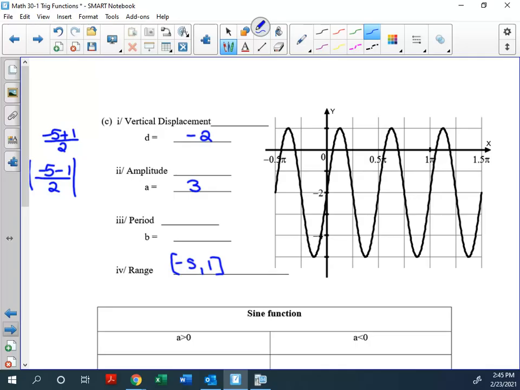How are we doing for the values so far? Max, min, used to find A and D. Is everybody okay with what I've done? Okay, so this one isn't nice to use the maxes and mins for the period, is it? So what are you going to do?